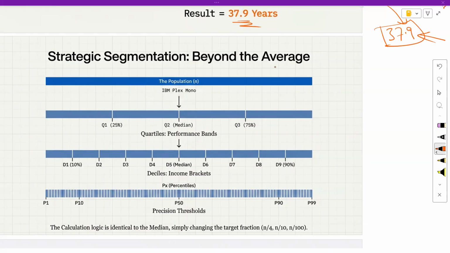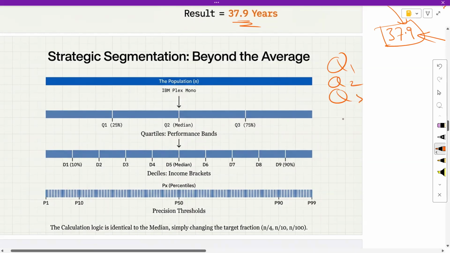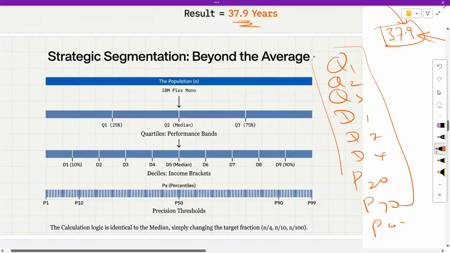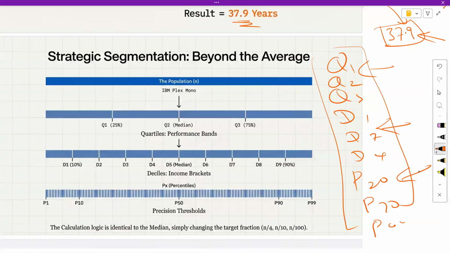Now we move to find the positional values like Q1, Q2, Q3, and D1, D7, D4, and P20, P70, P60, like that. So these are the quartiles, these are deciles, these are percentiles. I have explained in detail in the previous session when we discussed these positional values for ungrouped data.